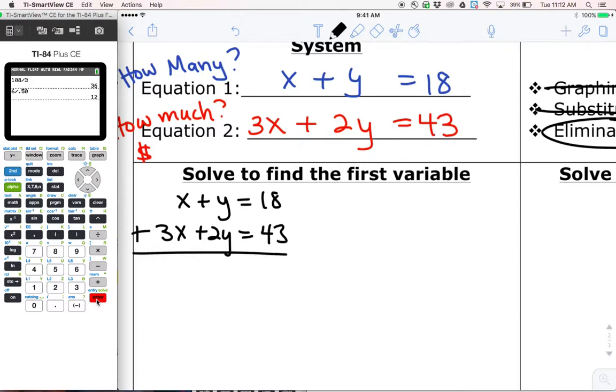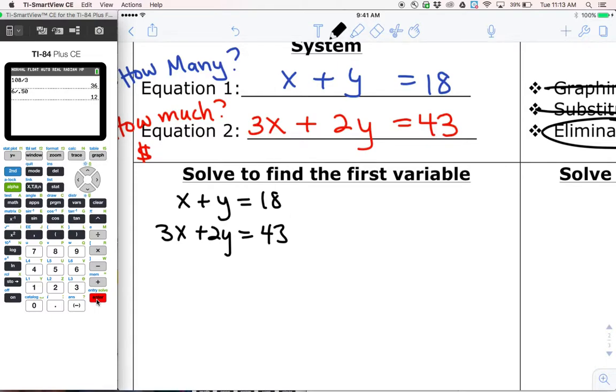Now if I add these together, nothing's canceling, right? I'm going to get 4X and 3Y. That's not what I want. Something needs to eliminate. That's why they call this the elimination method. And we have to decide what to make cancel. I could make the X's cancel, or I could make the Y's cancel. Either one should work. Let's go ahead and make the Y's cancel.